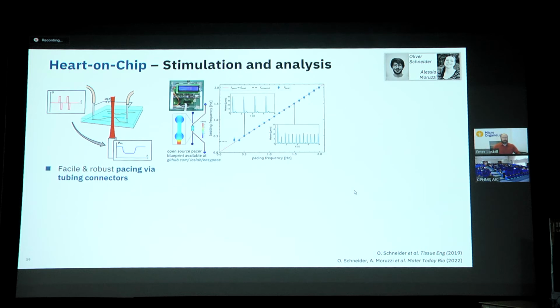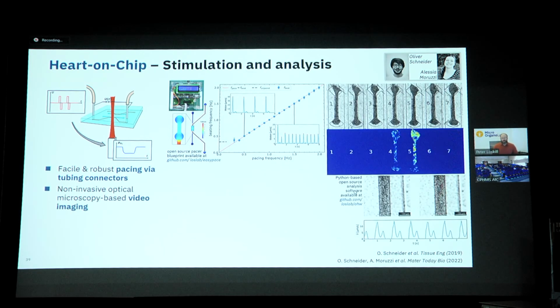So first of all, we added a simple pacer, and it's actually an open source pacer. We can find the blueprint online. It's very cheap. And the nice part is, in the beginning we thought, okay, let's pattern electrodes in the system for pacing, but we realized we can actually pace our cardiac tissue just by connecting these pacers to the metal connectors that connect our tubings with the chip. And that way we can pace the system, and the tissue will follow nicely up to 2 Hertz.